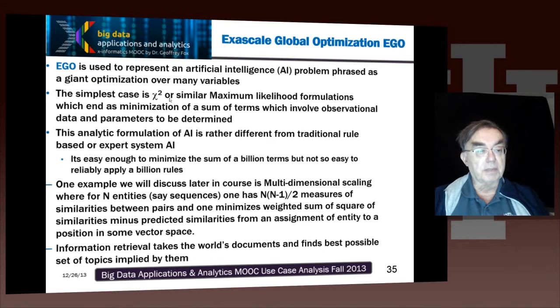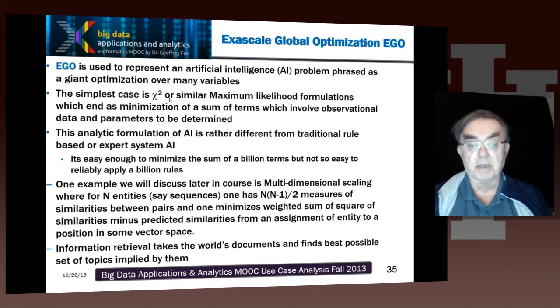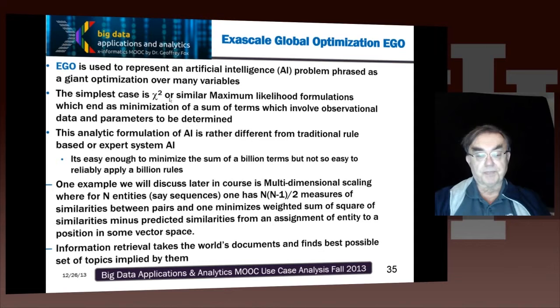Whereas if you sum them up and try to minimize them in the least squares fashion, you can get them to trade off against each other in the most satisfactory fashion. One example we have, a very simple example, is called multidimensional scaling, where if you want to solve the AI problem of mapping entities, either in a non-vector space or an arbitrary vector space, to 3 dimensions, then you have a global sum over n of them, essentially n squared measures of similarity, and you minimize the weighted sum of the squares of the similarities minus the predicted similarities when you assign them to a vector space.